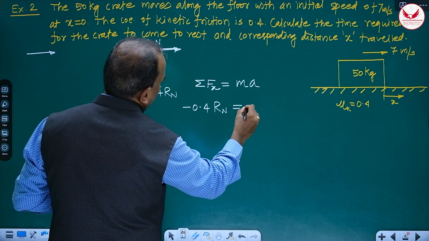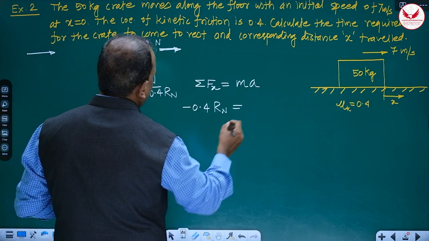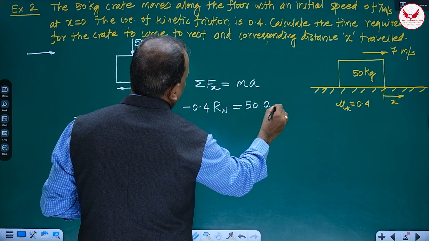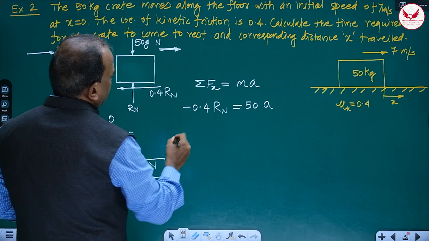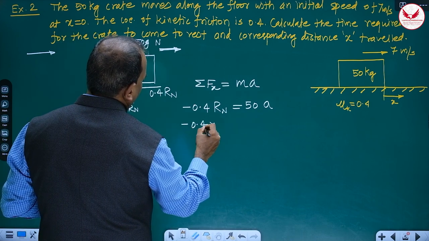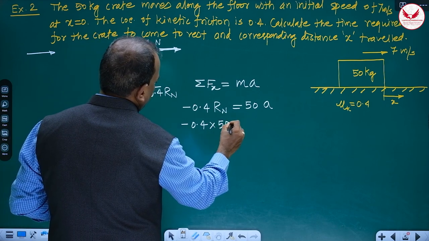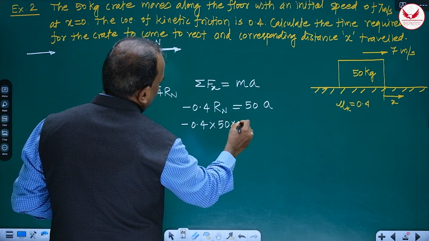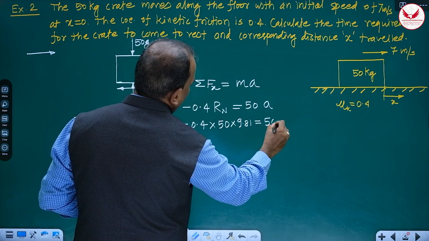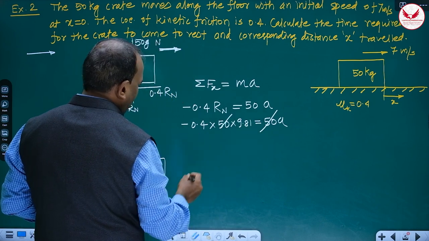Hence, minus 0.4 Rn is equal to mass 50 into a. So here either you can write 490.5 or 50g. Minus 0.4 into 9.81 into 50g is equal to 50a. This 50 will get cancelled, and what we'll get?